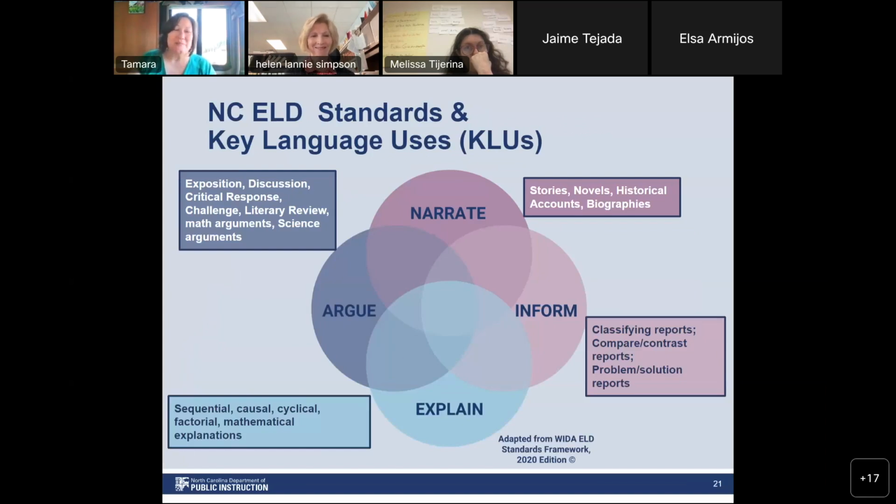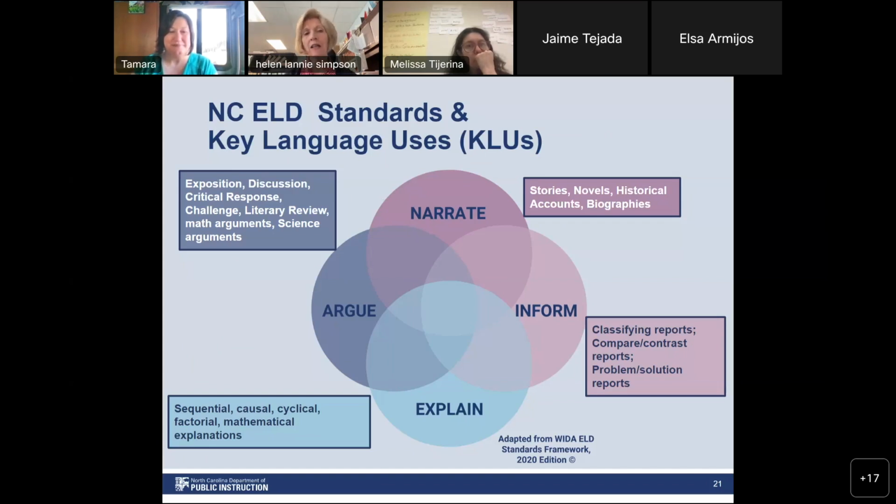So, we talked about the four overarching language genre families, and here they are again: narrate, inform, explain, and argue. Lanny and I will say to anybody that we think this is the place to get started unpacking this new framework and our new North Carolina English language development resources. So, we're going to take you through each one in turn. Lanny? Okay. So let's start with narrate.